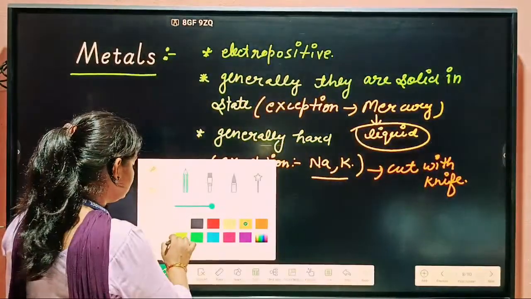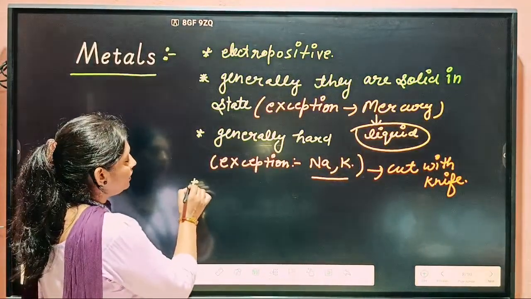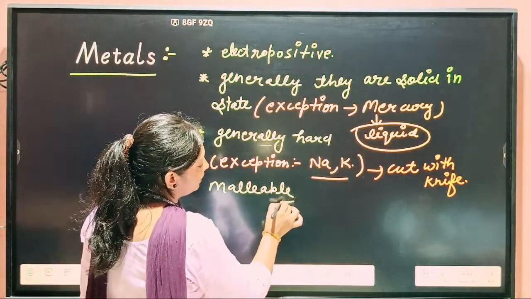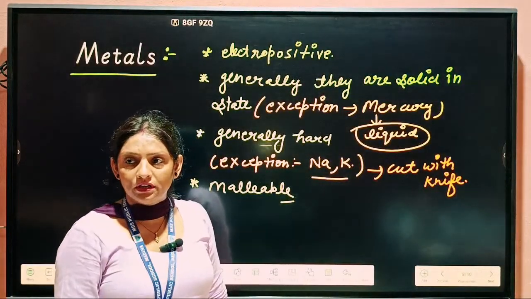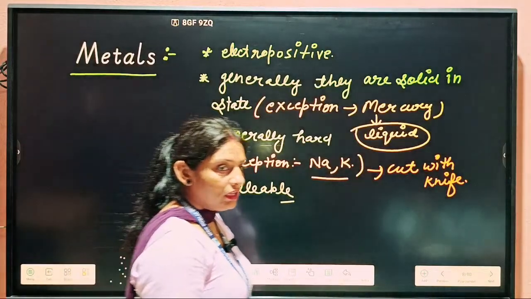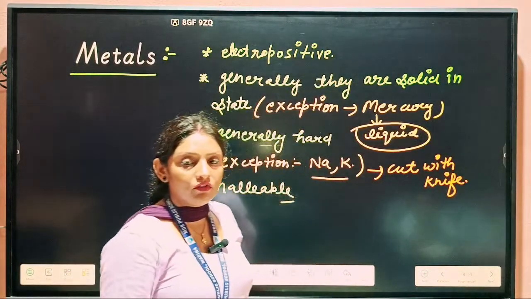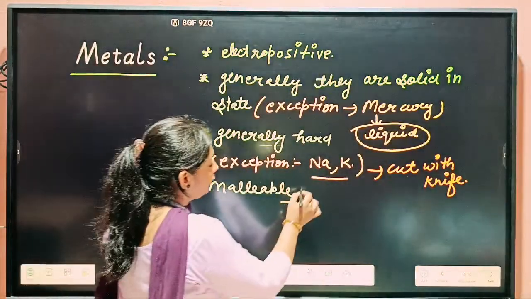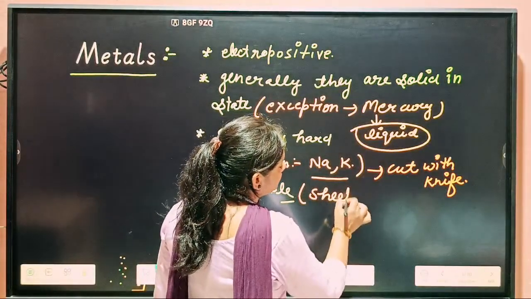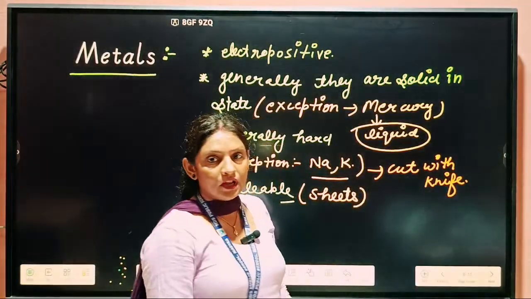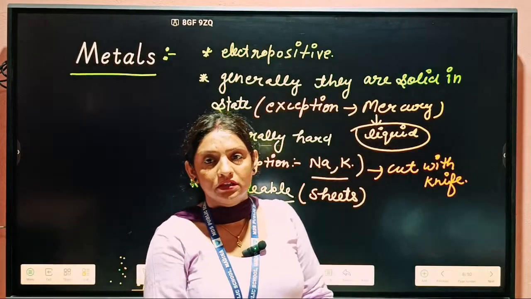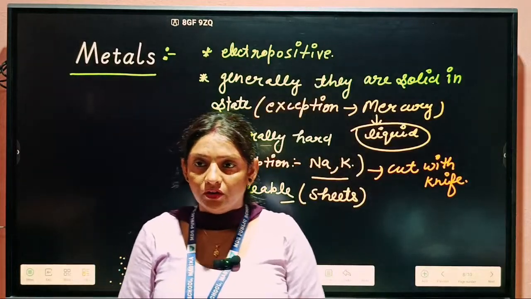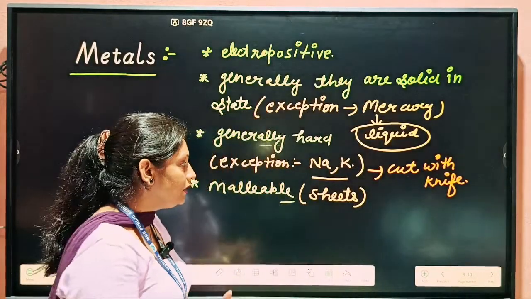Metals are malleable. What do you mean by malleable? It means they can be converted into thin sheets after being beaten with a hammer. This property of metals is known as malleability. So metals are malleable in nature.